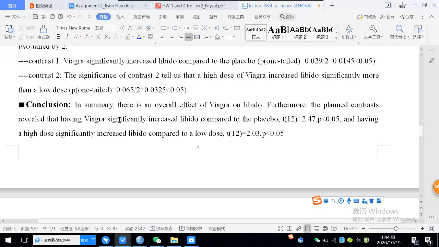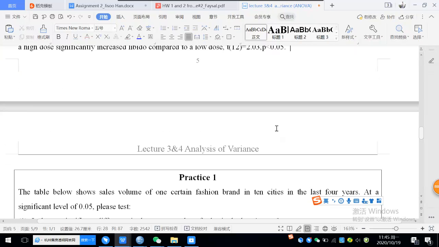Okay, so in summary, there is an overall effect of Viagra on libido. The planned contrasts revealed that having Viagra significantly increased libido compared to the placebo. T12 is 2.47. The p-value is less than 0.05. That's the first hypothesis. And having a high dose significantly increased libido compared to a low dose. The t is 2.03 and the p is less than 0.05.